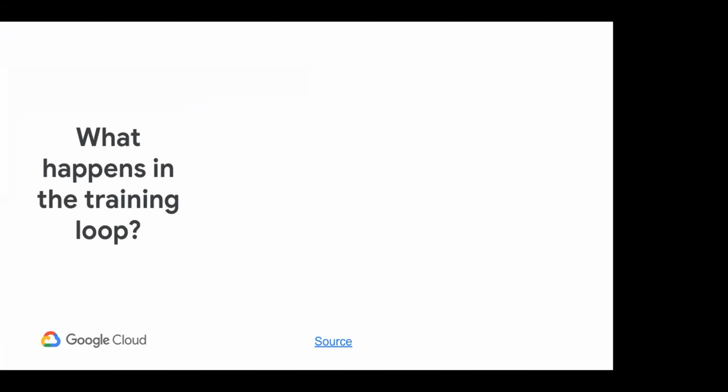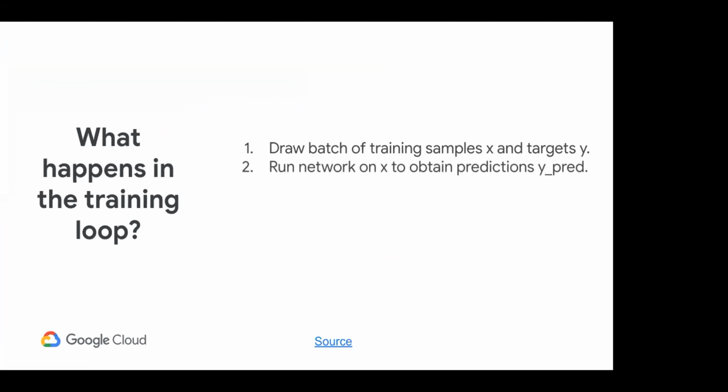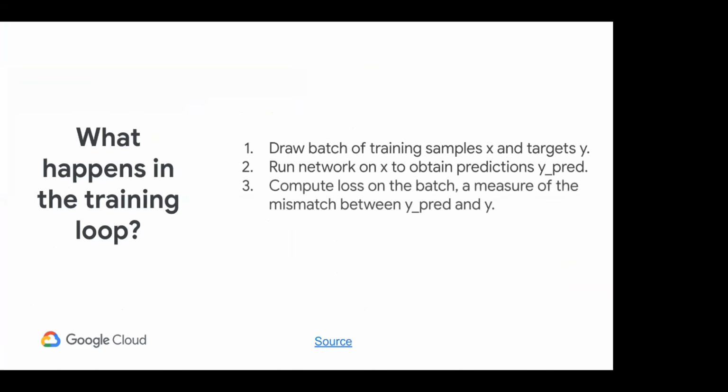So now what happens when this training is happening? You take the batch of your data, and that batch means you have X and Y, you have of X, and you have your targets. You run the network to obtain the predictions, and then you compute the loss function on the batch.